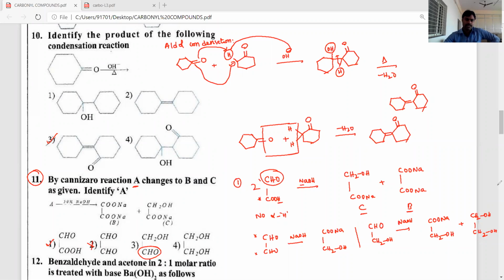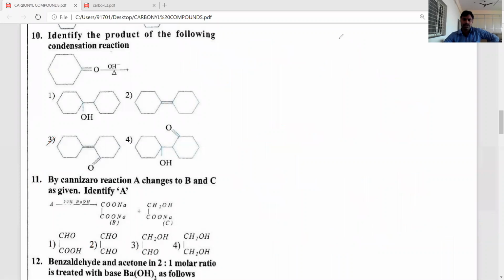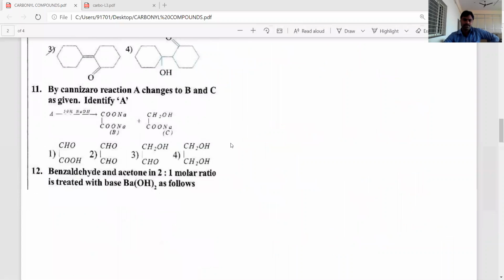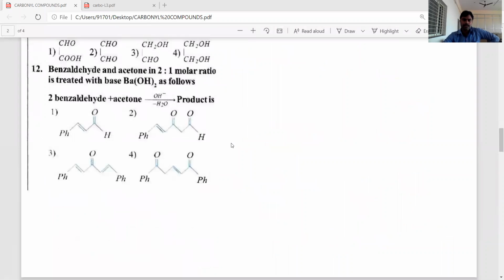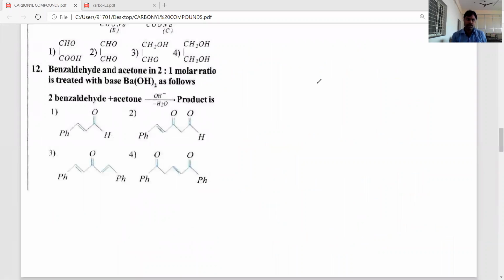Okay, students. Next, the 12th question. Let's see, it is very very important. In the 12th question, cross aldol condensation is happening 2 times. The 12th question is cross aldol condensation reaction. Okay, students. Now what is cross aldol condensation reaction, dear students? When different aldehydes or different ketones are present and undergo aldol condensation, it is known as cross aldol condensation.